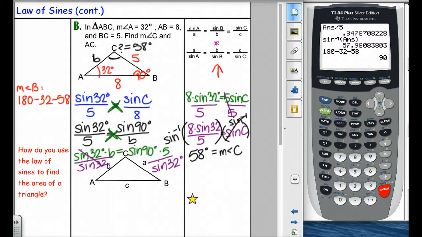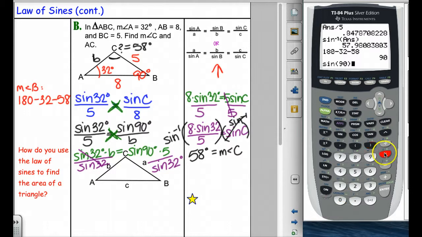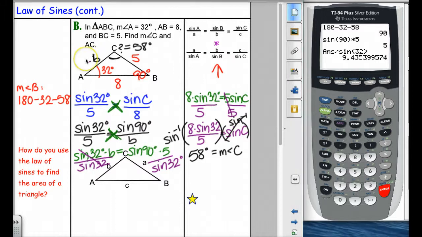So we come over here, we take the sine of 90 degrees, and I take that times 5, and I get 5 because the sine of 90 is 1. And now that I have 5, I'm going to take that and divide it by the sine of 32 degrees. And I get 9.4 approximately for B. So 9.4 and 58 degrees would be my two values that I am looking for.